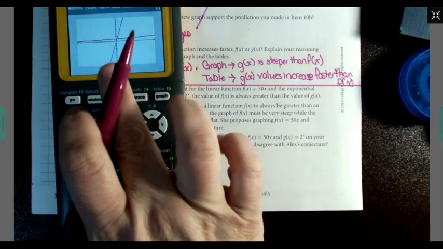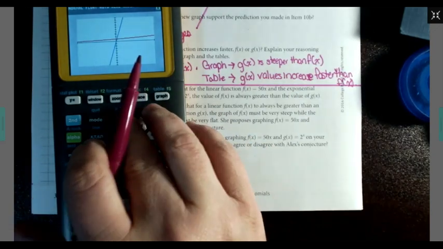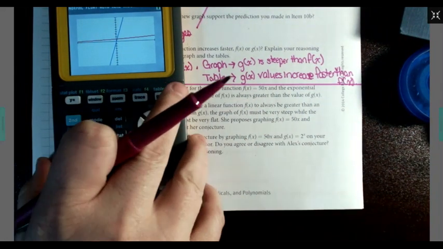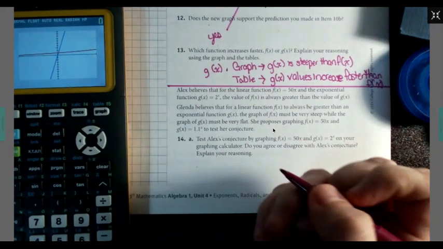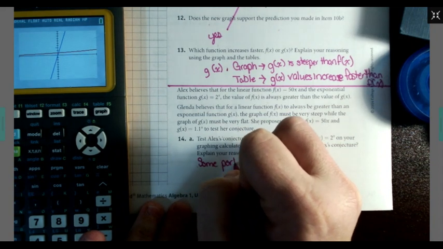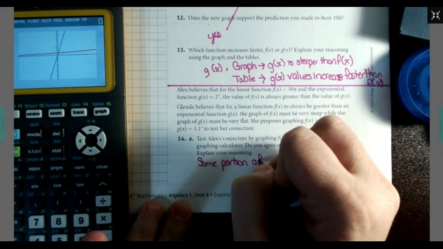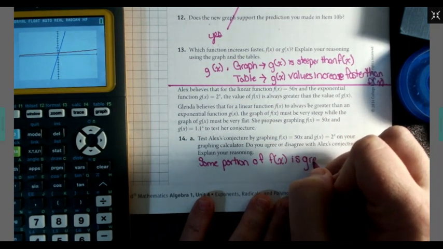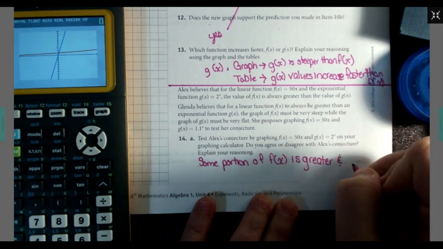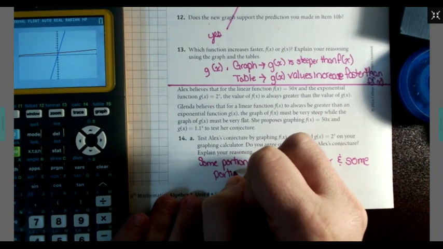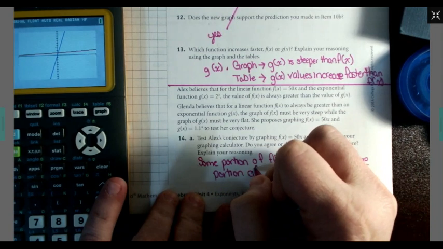It looks that for some part of this line, the line f of x is greater than the curve g of x, but not for all of it. So I'm going to put some portion of f of x is greater, and some portion g of x is greater.